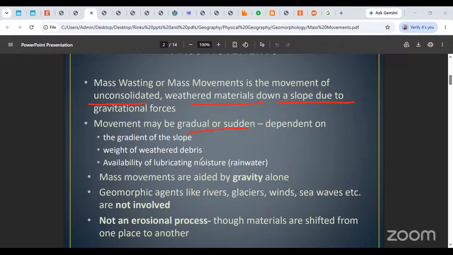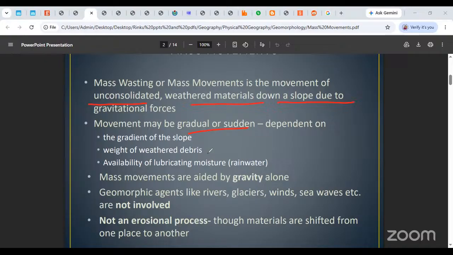I just needed to check if you guys are good with the basics. So clearly, it will depend upon the gradient of the slope. It will depend upon the weight of the weathered materials. The more the material, the faster the movement. And availability of lubricating moisture. Obviously, as long as the moisture is not available, the movement will still happen. The material is still going to come down slope.